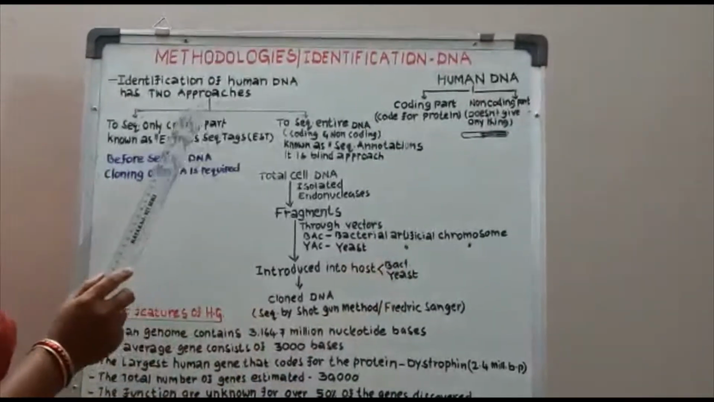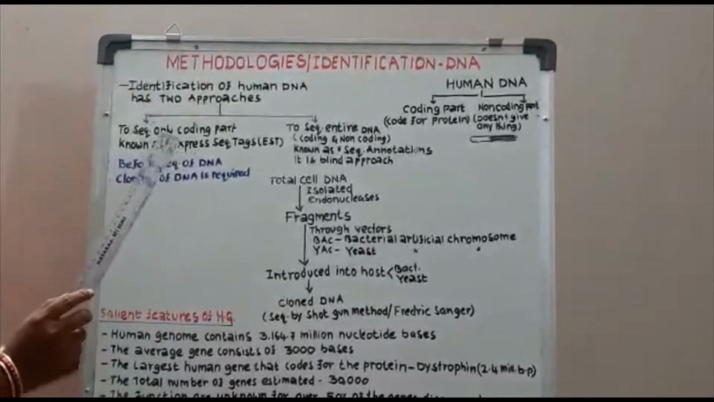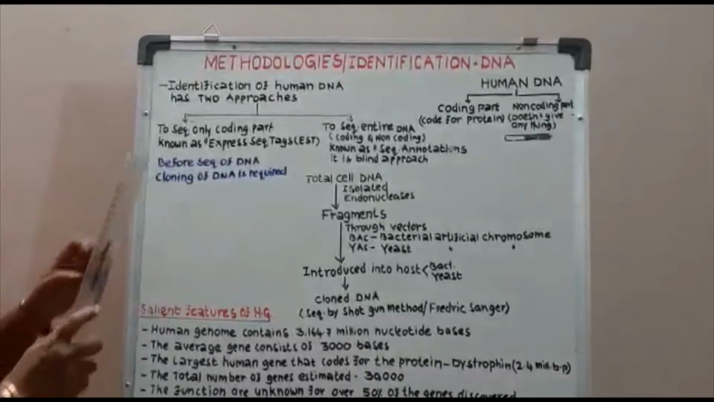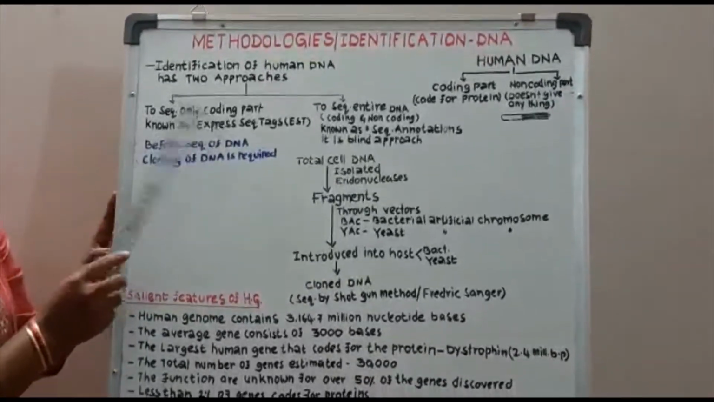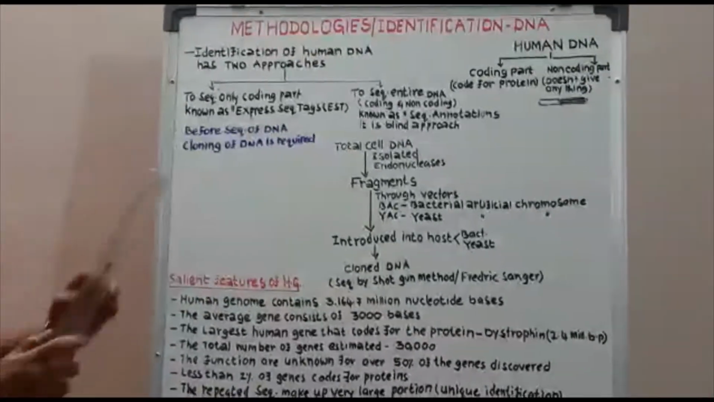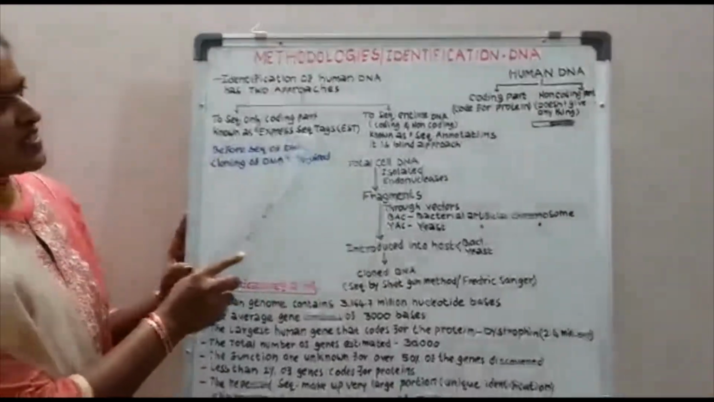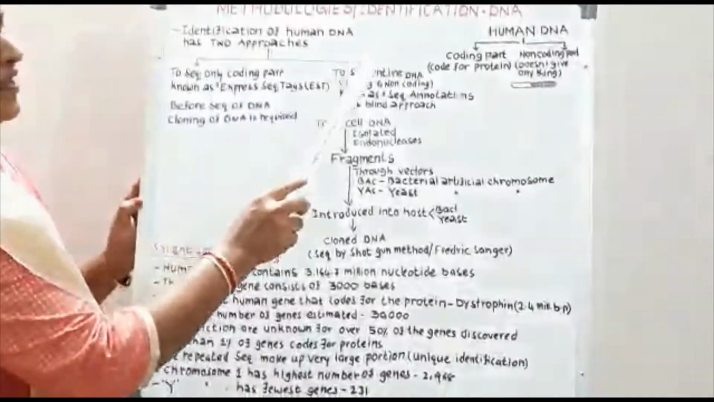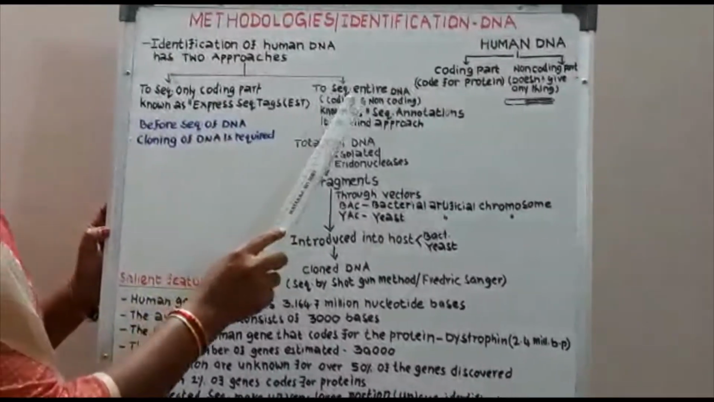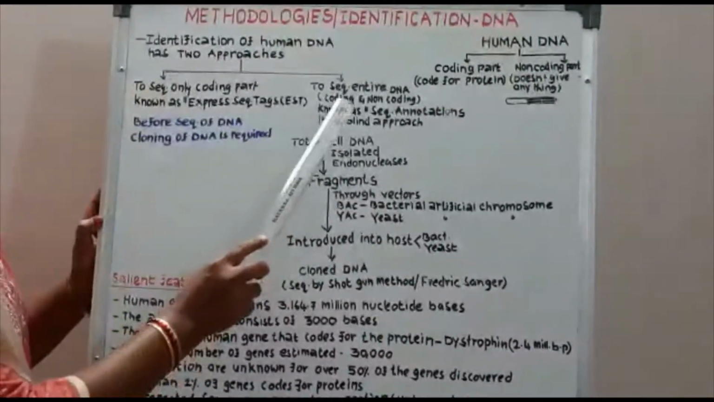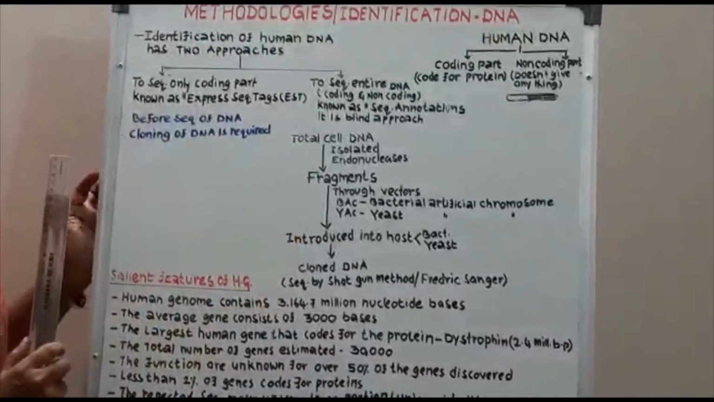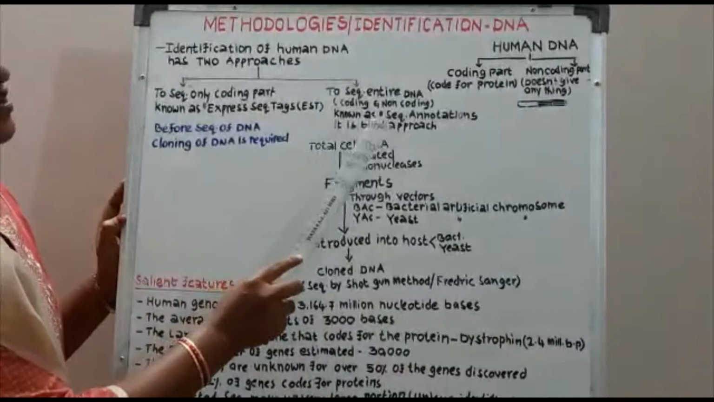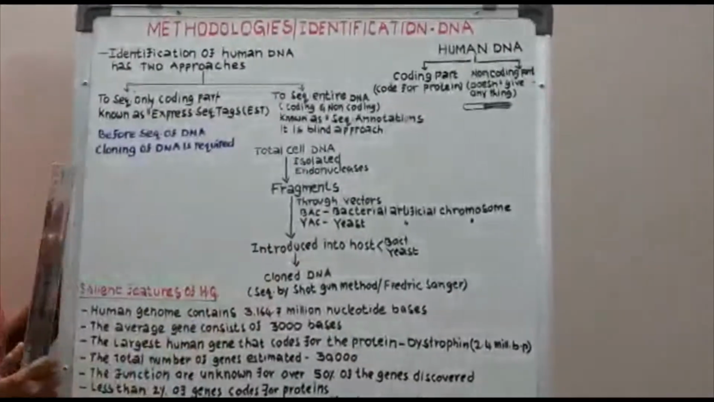So let us identify the human DNA. To identify human DNA, there are two approaches. The first approach is to sequence only the coding part, that is known as expressed sequence tags, that is EST. The second approach is to sequence the entire DNA, that is coding part and non-coding part. That's why it is called the blind approach. It is also known as sequence annotation.